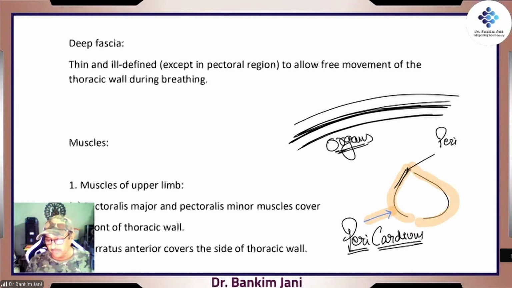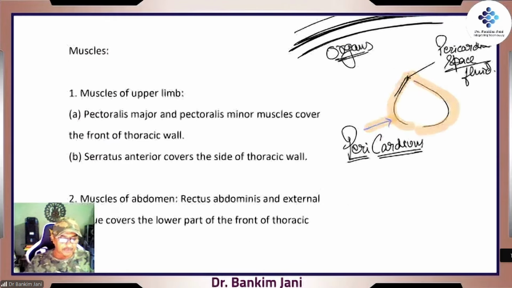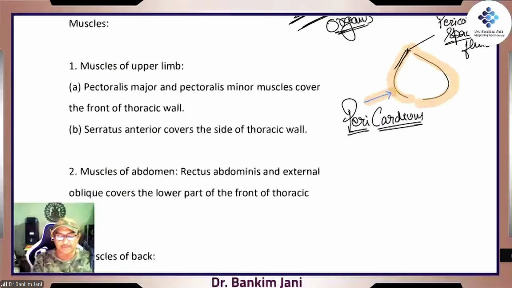So this is the pericardial space, and it is filled with fluid. The pericardial fluid keeps everything easy, so the heart keeps on beating without any friction. There is no friction from any of the surrounding organs. So that's the reason. Muscles of the upper limb, important muscles, pectoralis major and pectoralis minor, cover the front of the thoracic wall.